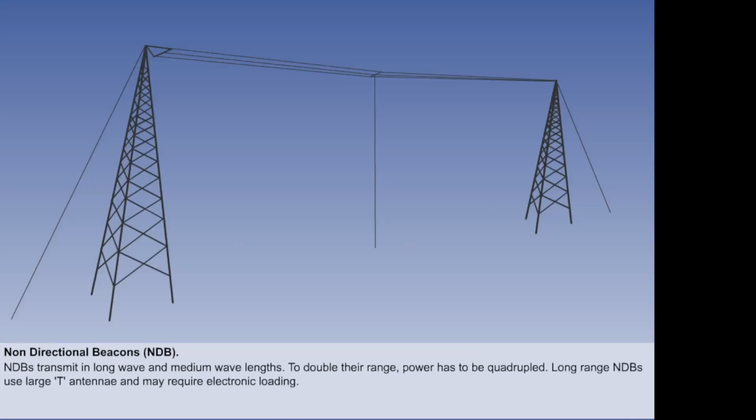The antenna used as NDBs for long-range transmissions are in the shape of a large T, about 25 meters high and 50 meters long. You will recall that masts are ideally half the size of the wavelength, but this is unrealistic for long-wave transmissions, so some electronic loading is necessary.